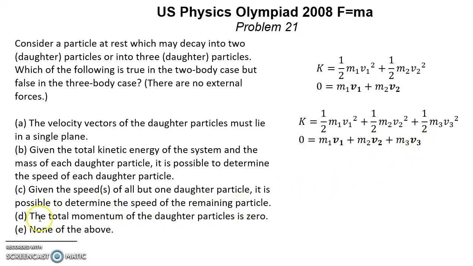And D, the total momentum of the dotted particles is zero. Of course, that's correct for a case of two particles and for three particles. So it means that it's not a good answer. So the remaining good answer is B.